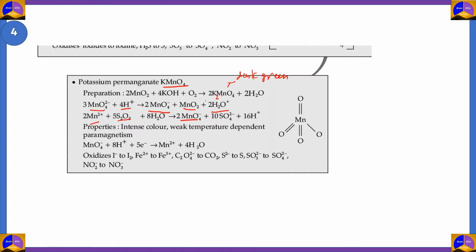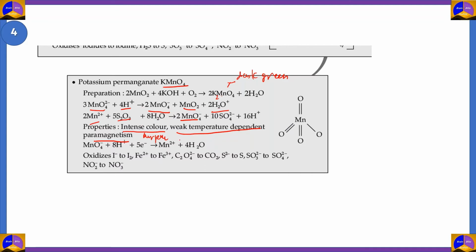Now, properties. The properties of potassium permanganate are that it has an intense purple color, and it is also paramagnetic, but it's weakly temperature dependent. The paramagnetism in KMnO4 is weakly temperature dependent.